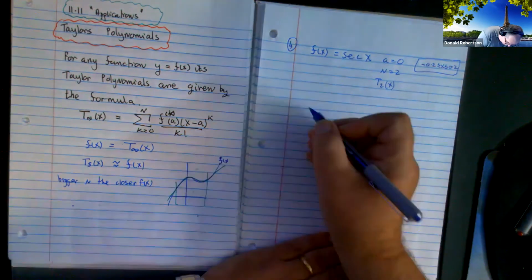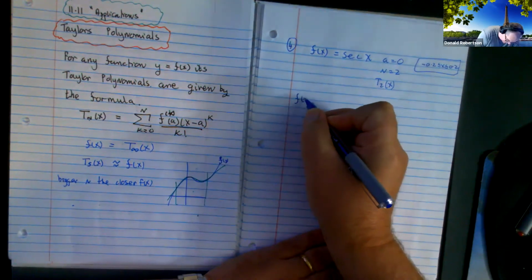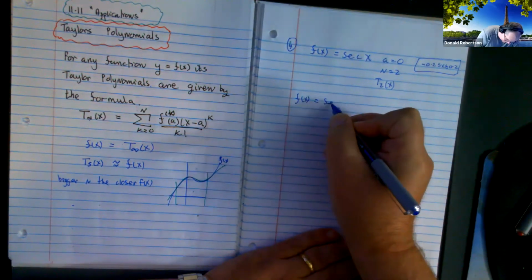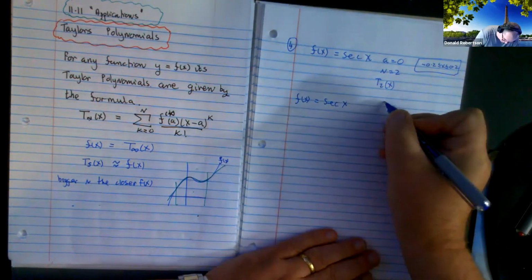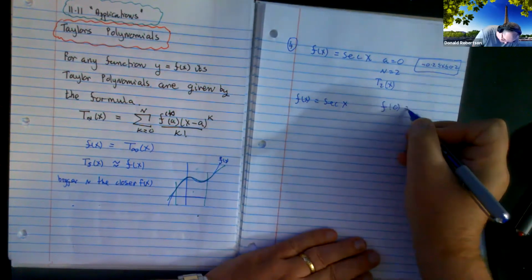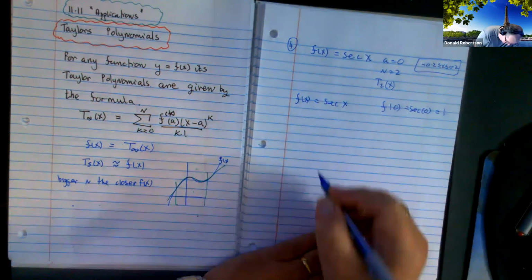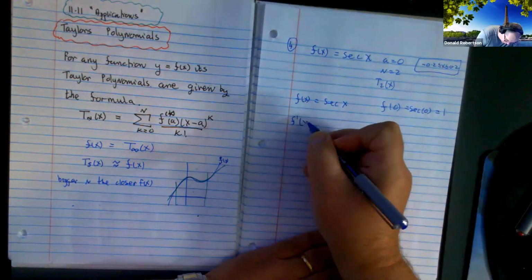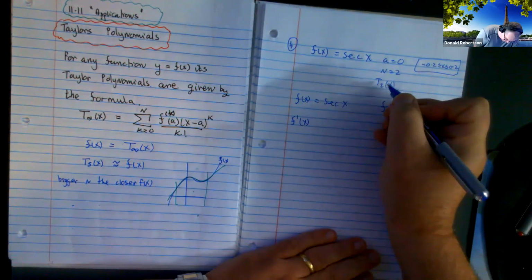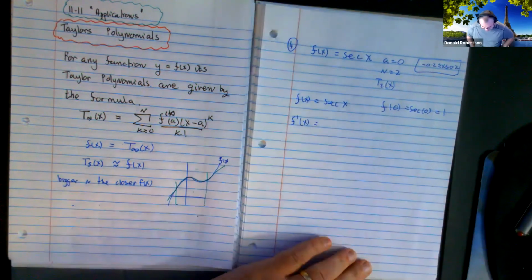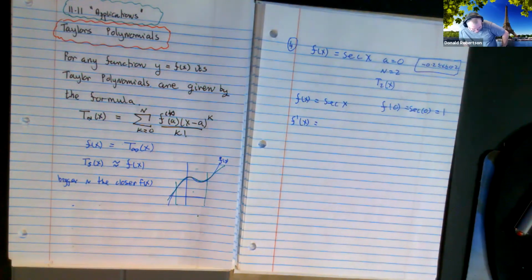So let's set the ball rolling. Right, the value of the function at 0 is the secant of 0, and I hope you all know that's 1. Since we're only going to go as far as T2, that's good news, because it means I don't need to differentiate too much. The bad news is that we have to differentiate things you probably haven't done for a while. What is the derivative of secant x?